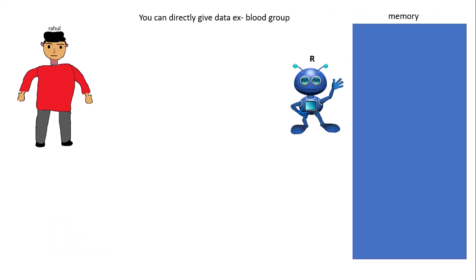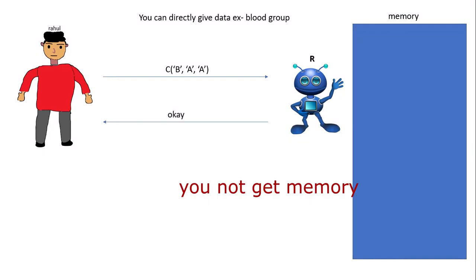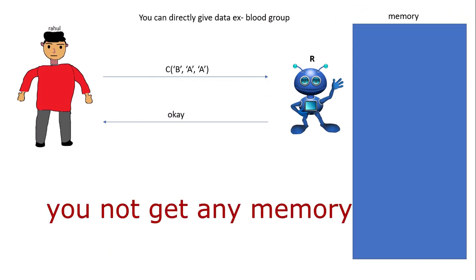So how can you store the data in the computer? I am interacting through R programming. You can directly give data, like if I want to give the blood group data, I just directly give it to the R. Then what R returns, it just says okay. Suppose you are going to the locker room, and R is a manager or maintainer of this locker room, and you just inquire, that's it. You do not get any locker room in this scenario.